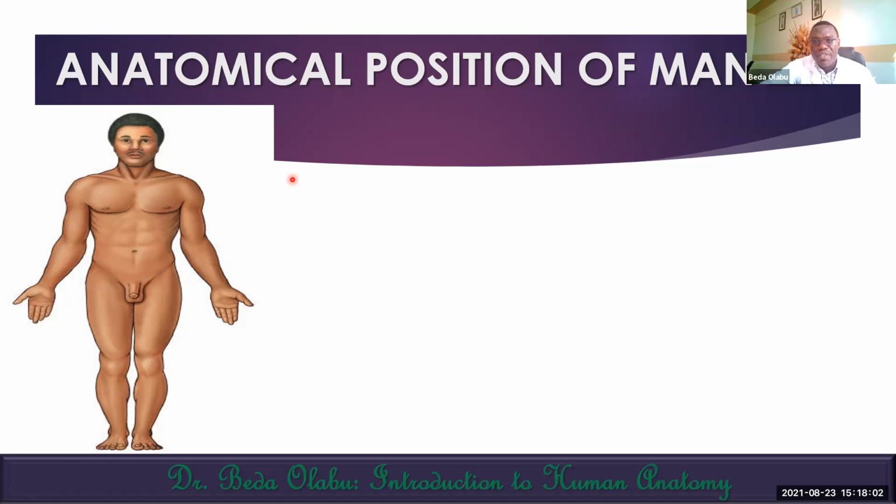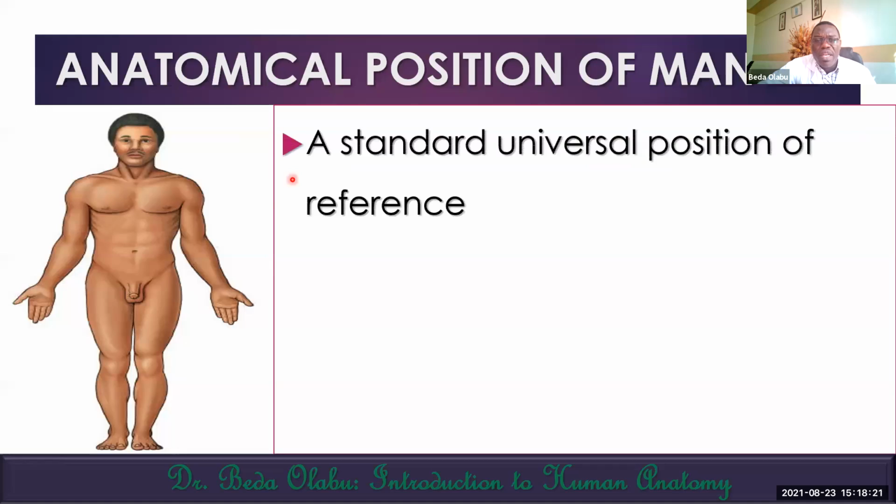How do we then harmonize this and ensure that what you tell me over the phone at one end is actually the message I get on the other end? That is why we have this particular concept of anatomical position of man. The anatomical position of man is a standard position of reference. It is the position of reference that we assume the body is in when you are describing relationship of different organs.